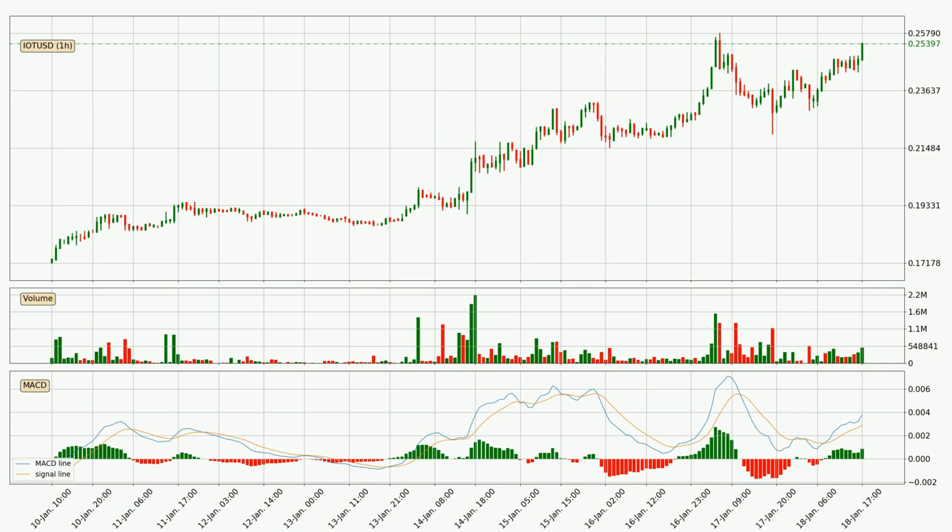When we now look at the current hourly MACD, seeing as the MACD line is above the signal line, it means that the trend is currently on the up. The MACD histogram shows that the momentum is currently strong and it could be expected the price to go further to the upside.